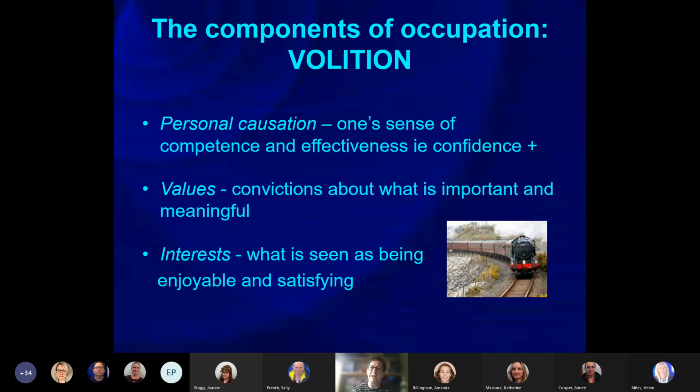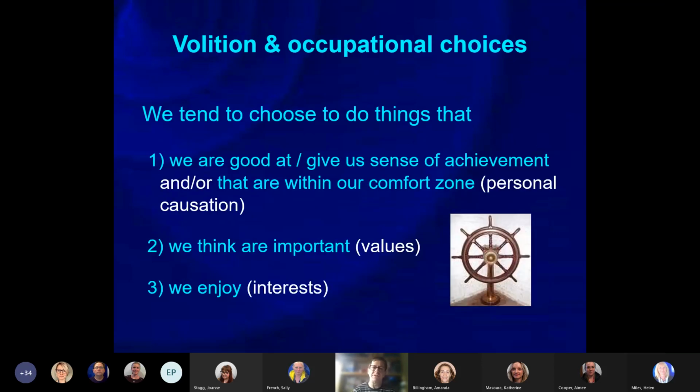What will be underlying that is these three things: personal causation, values, and interest. They will be determining why you walk and why you engage in all sorts of other activities. So by and large, we tend to choose to do things either because we're good at them or they give us a sense of achievement, or at least they don't make us feel bad. They're within our comfort zone.